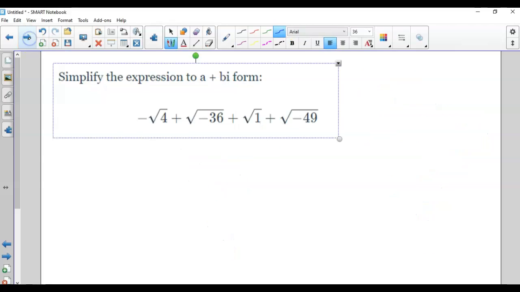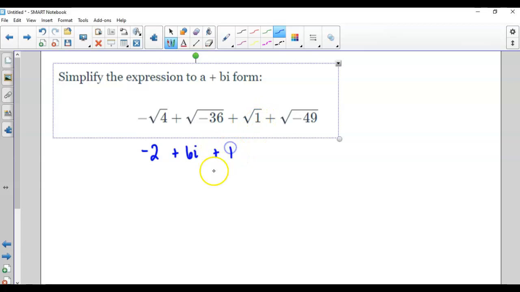Let's try another one. Okay, again, we have several that we have to break down here. Notice right here for this first one, the negative is only outside of the square root, so we're not going to have an I with this first term here. It's going to be negative 2. The square root of 36 is 6, but of course we have that negative right there, so we're going to get plus 6I here. The square root of 1 is 1. And the square root of negative 49 is going to be 7I there.